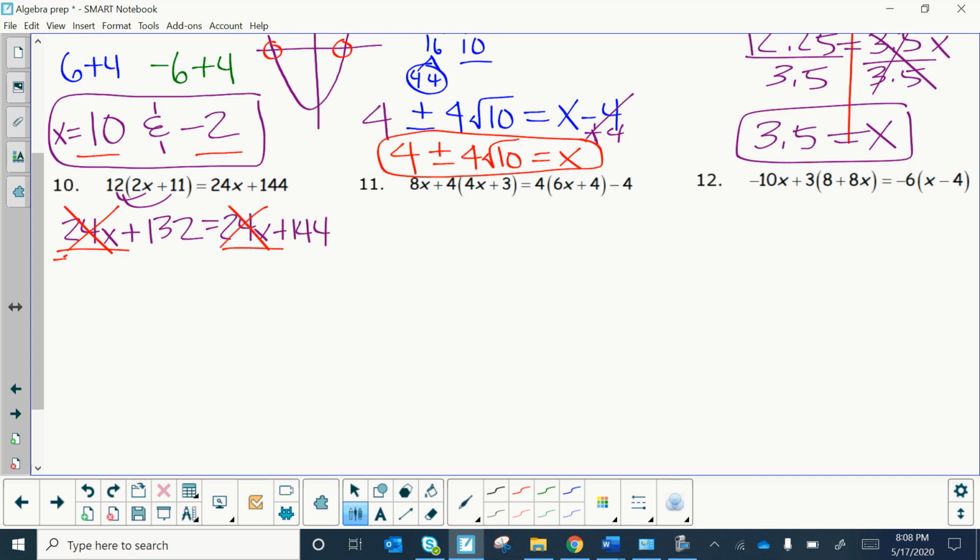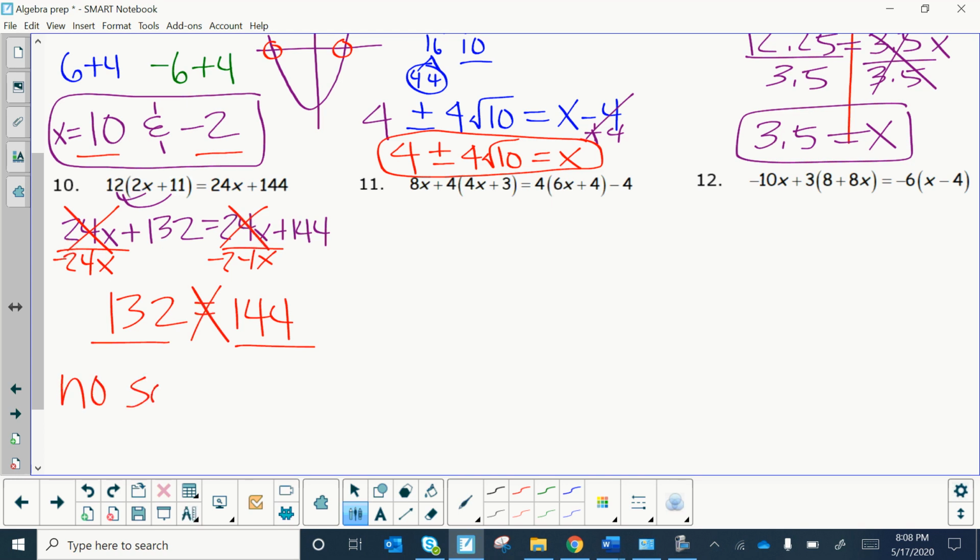So you can write it out too if you wanted to. So subtract 24x, subtract 24x, cancels. So I'm left with 132 equals 144, which makes absolutely no sense. So when that happens, since 132 is not equal to 144, that means this has no solutions.